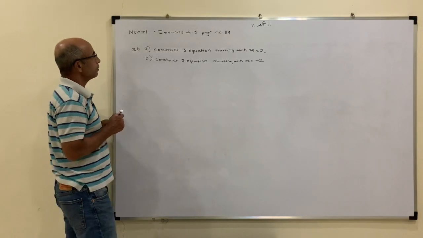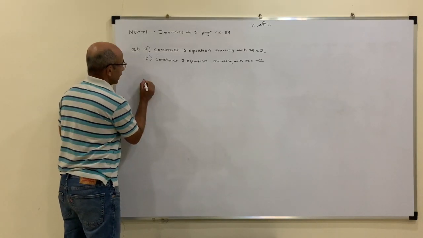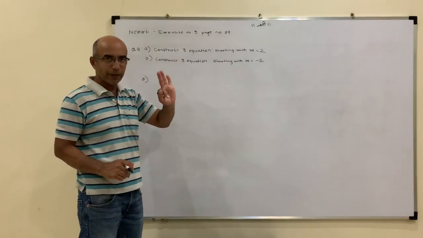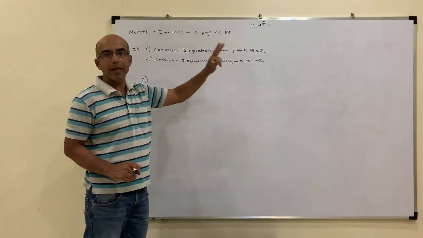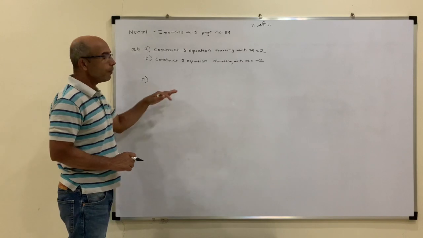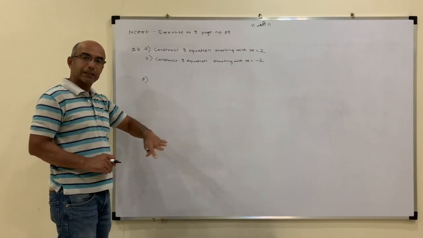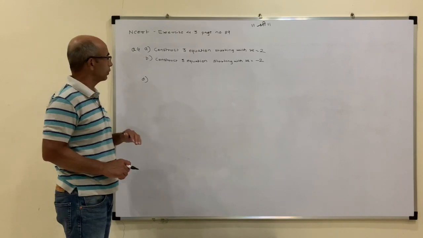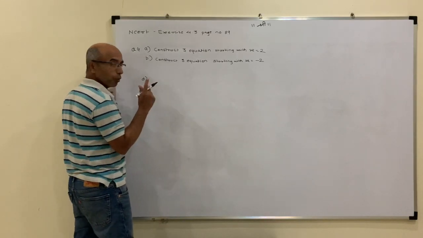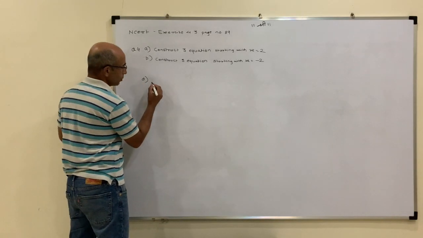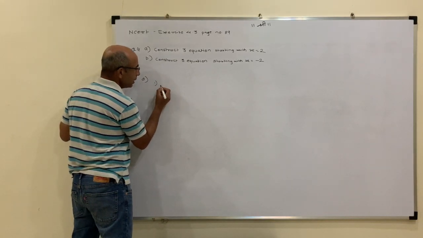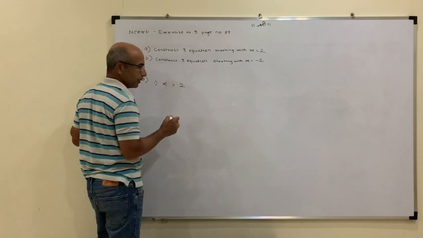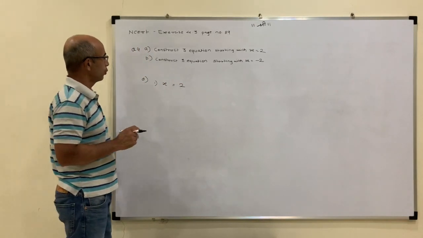Now let me solve question A. The problem is, construct 3 equations starting with x equal to 2. Now we are going to do exactly the opposite of what we did in previous questions. Now I need to construct 3 equations. So now my first equation, x equals to 2. I am constructing an equation. Yeah, x equal to 2.